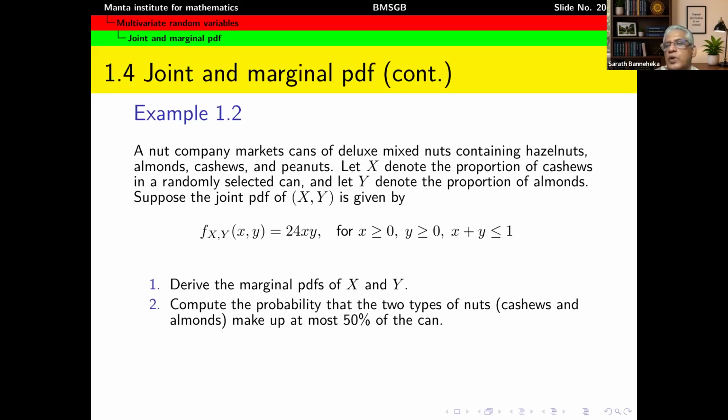then you can look at, in one can, what was the proportion of X, what was the proportion of Y. In another can, what was the proportion of X, that is, the proportion of cashew, and what is the proportion of almond. In another can also, you can observe X and Y. And from another can also, you can observe X and Y. Like that, if you have a large number of XY values, each can has an X value and a Y value, right? Paired observations.